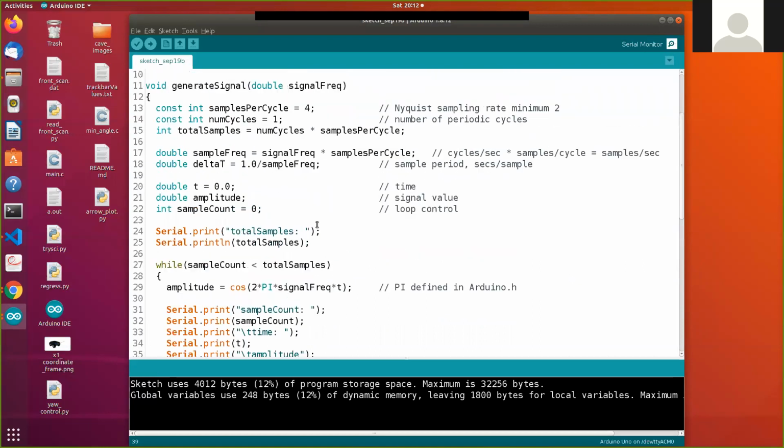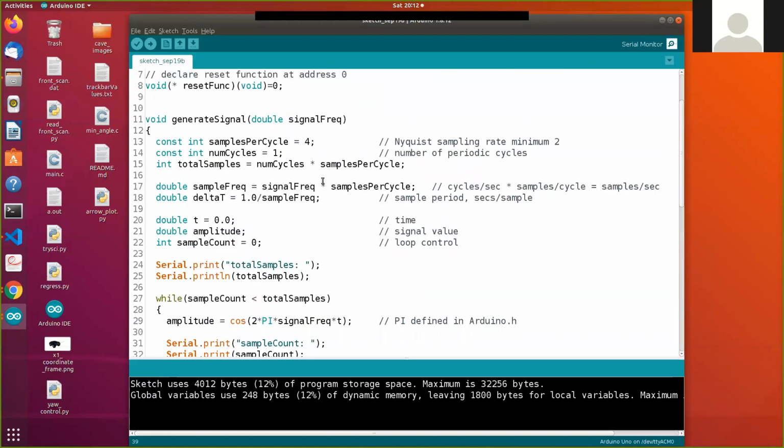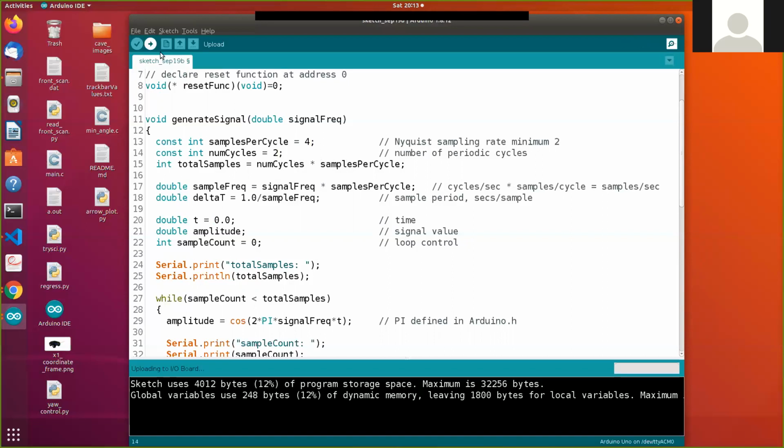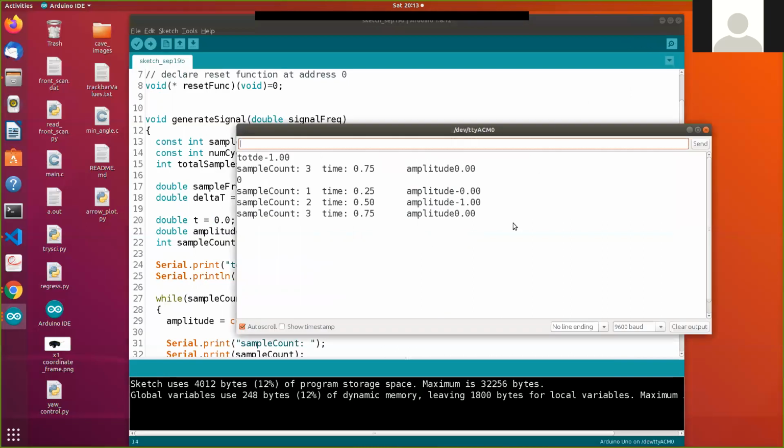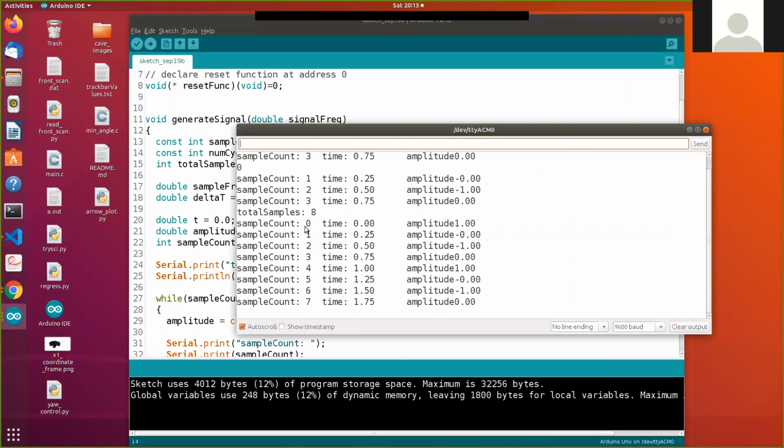And now we should be able to do things like, well, we could increase the number of cycles, the number of samples, right? If we increase the number of cycles to 2, we rerun this. Now our total samples are 8. This runs for 8 times, right? Of course, our delta t's, that's going to stay the same.